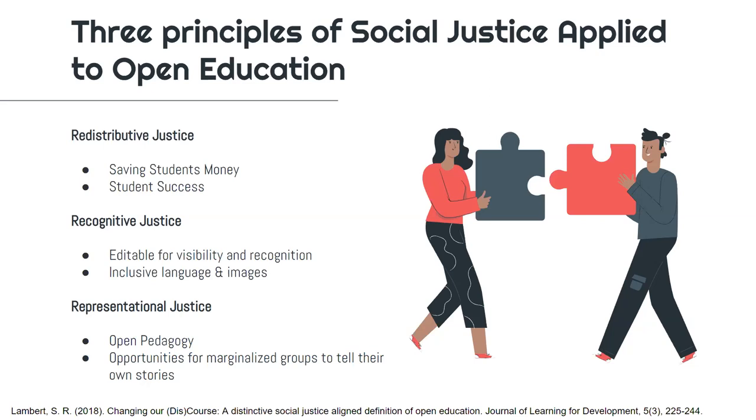So the last principle is representational justice, which is similar to recognitive justice, but it takes it a step further. In Lambert's words, it allows opportunities for marginalized populations to speak for themselves and not have their stories told by others. And this is where we get into open pedagogy, although open pedagogy can be recognitive as well. But I want to emphasize it here because we're talking about representation. The representation aspect of social justice is what this webinar is about. So that's representational justice, but it also recognizes students as creators of knowledge, which is very important. Just to recap, social justice as it applies to open education can be seen through redistributive justice, recognitive justice, and representational justice.